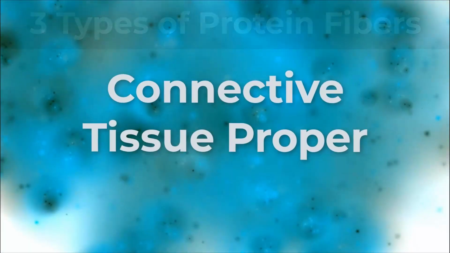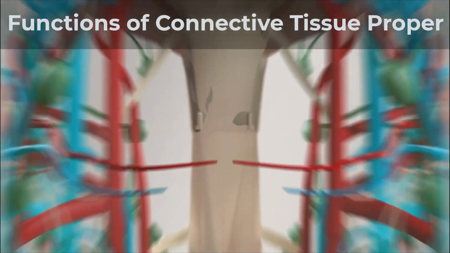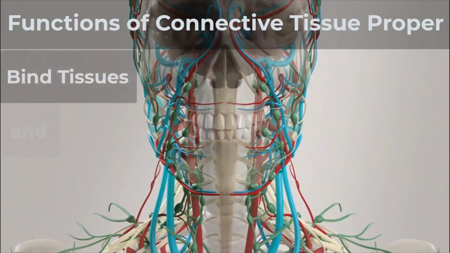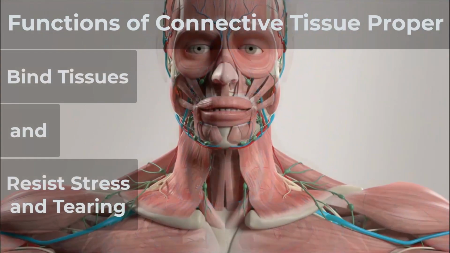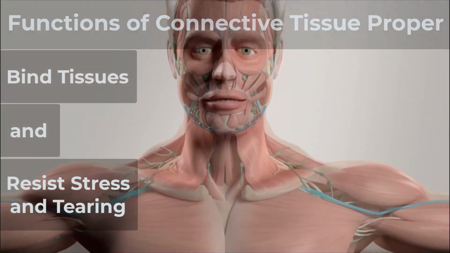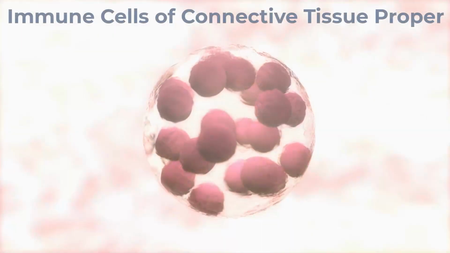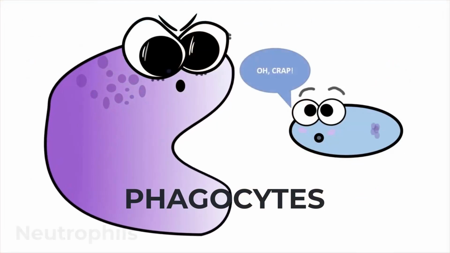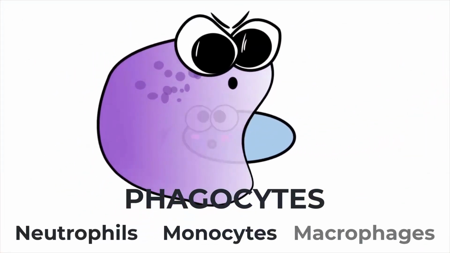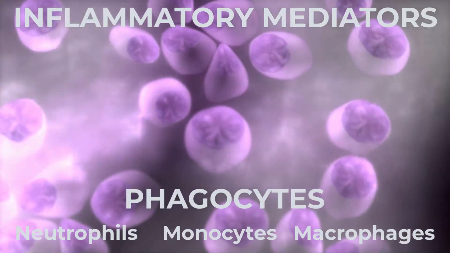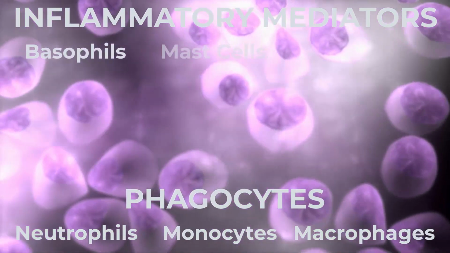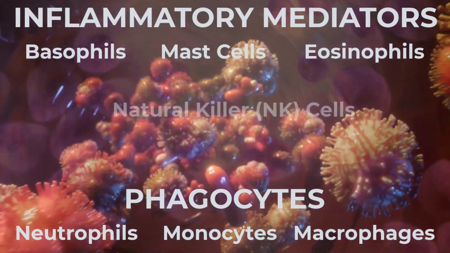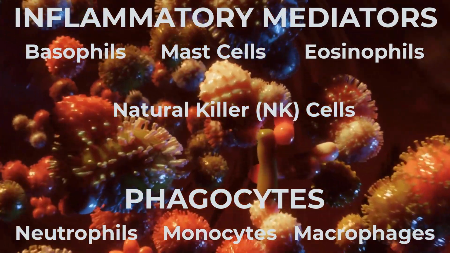Connective tissue proper. The main functions of connective tissue proper are to bind tissues and to resist stress and tearing due to stretching and tension placed on the tissue. There are many types of immune cells that work in your connective tissue proper, working to screen and destroy invaders. Your immune cells include phagocytes, which are the neutrophils, monocytes, and macrophages, and inflammatory mediators, which are the basophils, mast cells, and eosinophils, and natural killer cells, or NK cells.